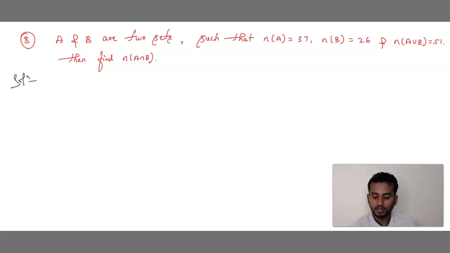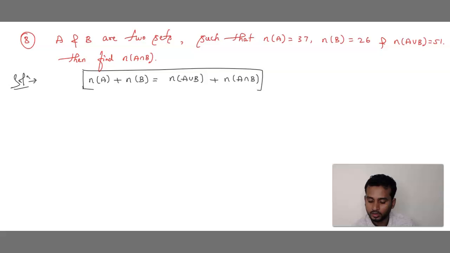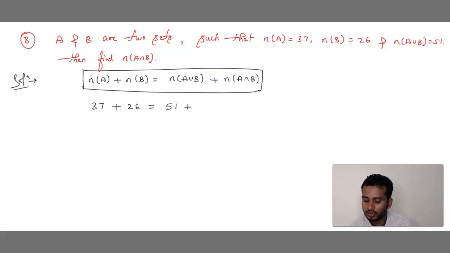First write the formula. So what is the relationship between two sets? As we all know, n of A plus n of B is equal to n of A union B plus n of A intersection B. This is the formula, correct? Yes. What is n of A? Substitute 37 plus n of B 26 is equal to n of A union B 51 plus n of A intersection B. We don't know it, keep it as it is. Now just add 37 plus 26.